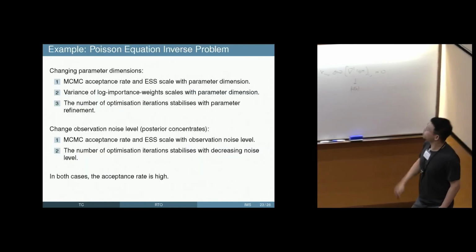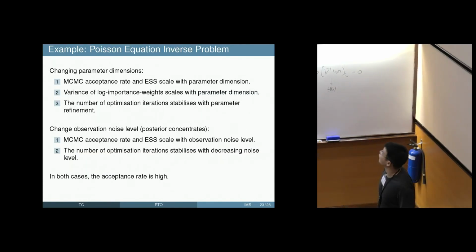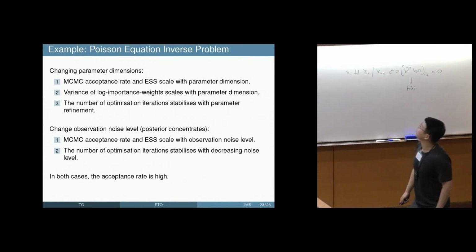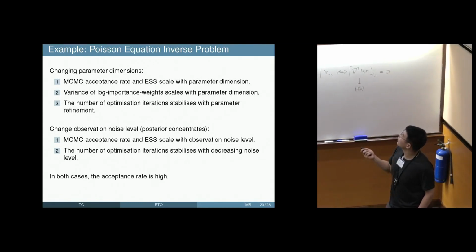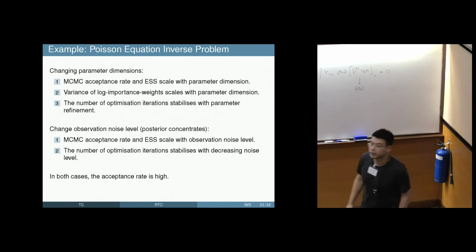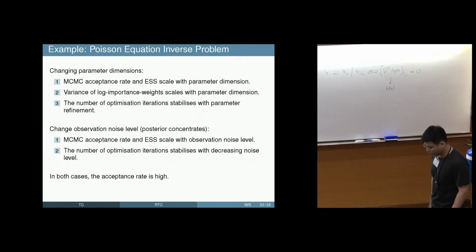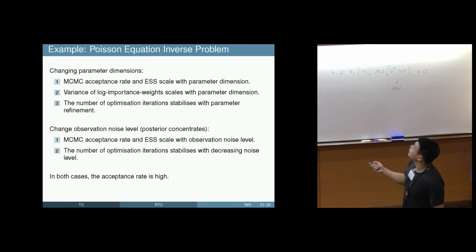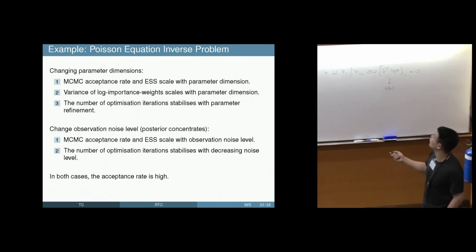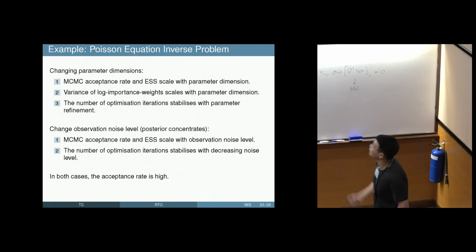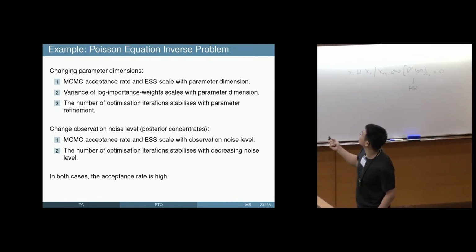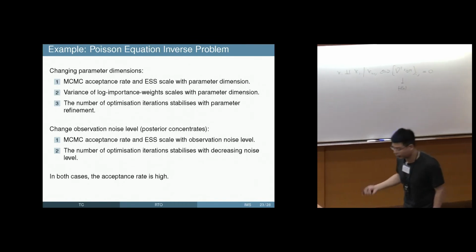Okay. So from this study, what we conclude is that the acceptance rate of MCMC and the effective sample size are scalable with the parameter dimension, and the variance of the log importance weights also scales with the parameter dimension. The number of optimization iterations stabilizes as we keep increasing the parameter dimension, which means ultimately it can be scalable as well. However, if we change the observation noise, the acceptance rate of MCMC and the effective sample size seem scalable with the noise level. But the number of optimization iterations, this is a typo here, increases with a decreasing noise level. So this is something we need to consider in the future.